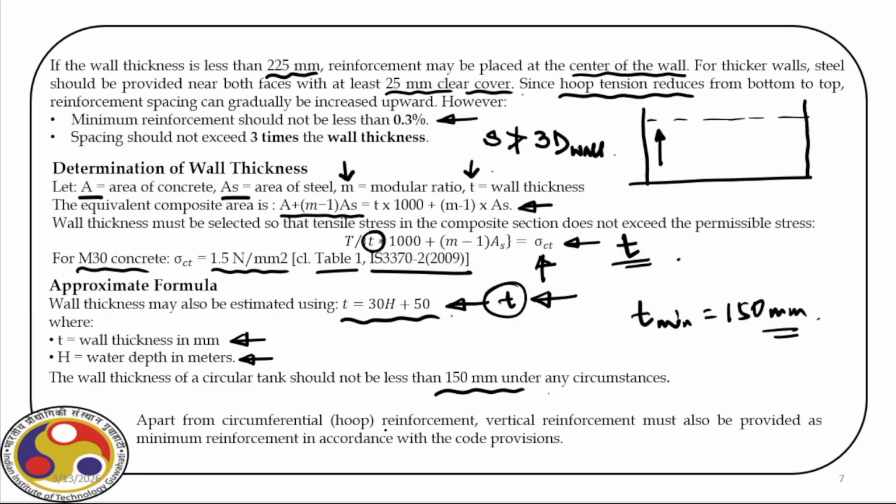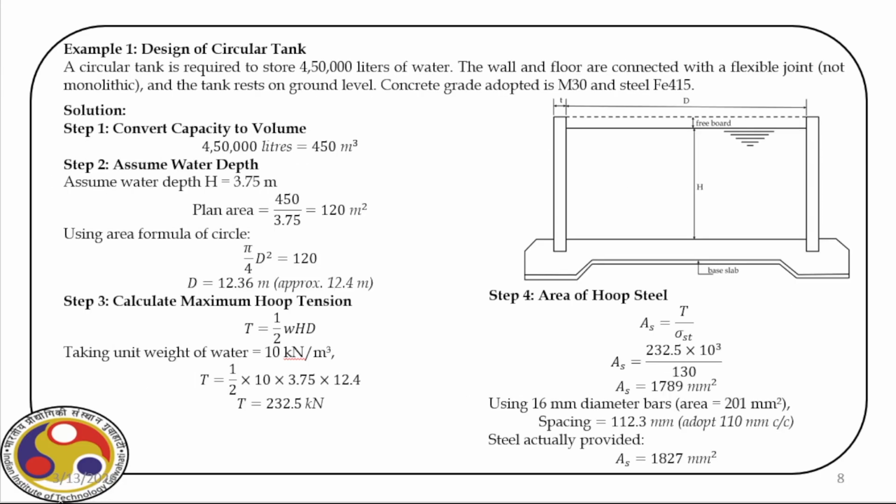Now, apart from hoop reinforcement, there will be vertical reinforcement. So, if this is the wall, we have hoop reinforcement and there will be vertical reinforcement also. That reinforcement is provided as per the minimum reinforcement requirement provided in the codal provisions, right? So, with that background, let us take an example.